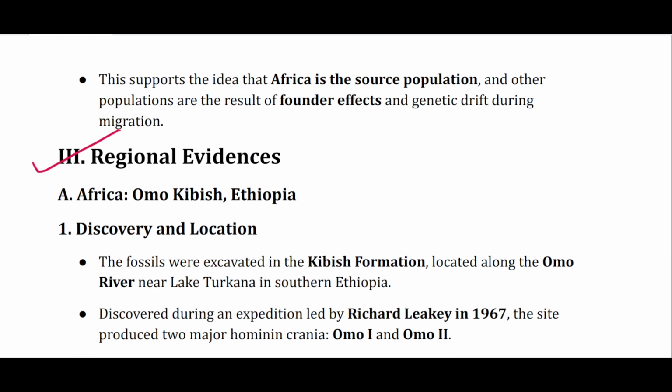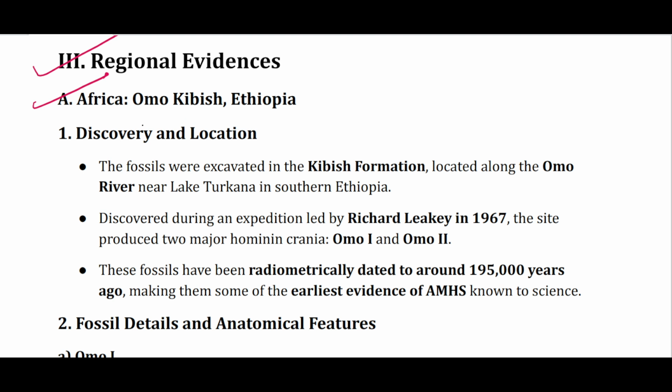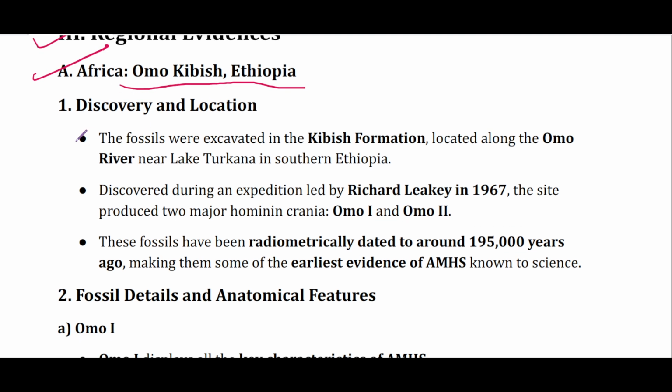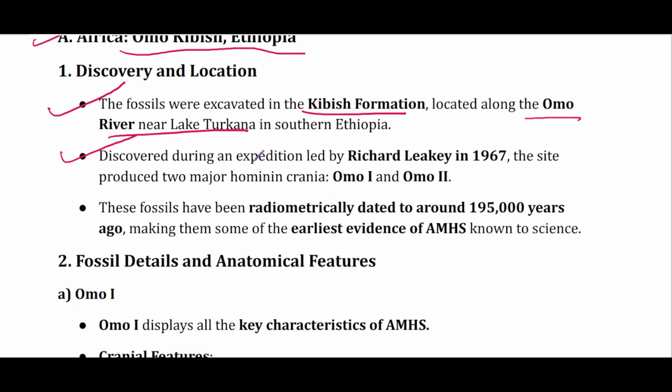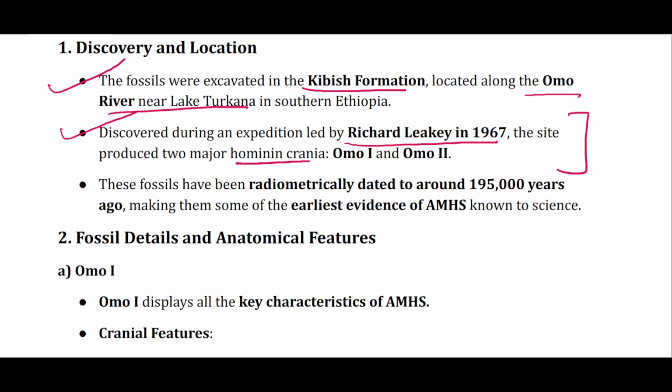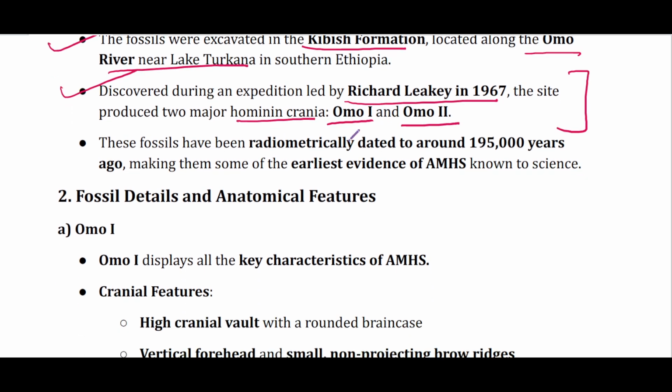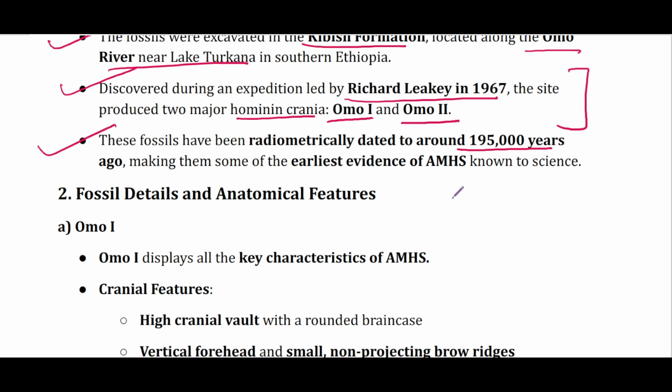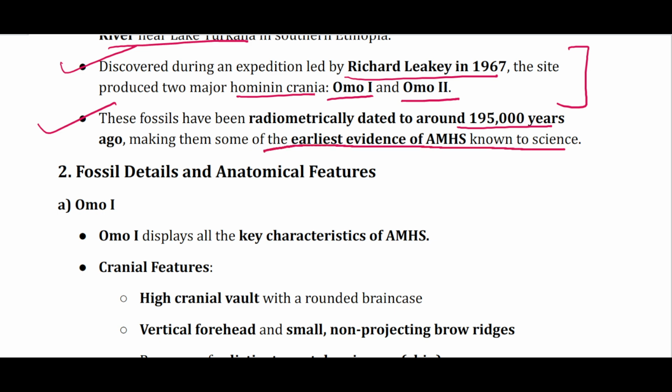Now let's talk about the regional evidences. So the first evidence is from Africa, Homo kibish, Ethiopia. Here the fossil was excavated in the Kibish Formation, which is located along the Omo River near Lake Turkana in Ethiopia, and it was discovered by Richard Leakey in 1967. The site produced two hominin crania, Omo 1 and Omo 2, and both of these fossils have been dated to around 195,000 years ago, making them one of the earliest pieces of evidence of AMHS known to science.